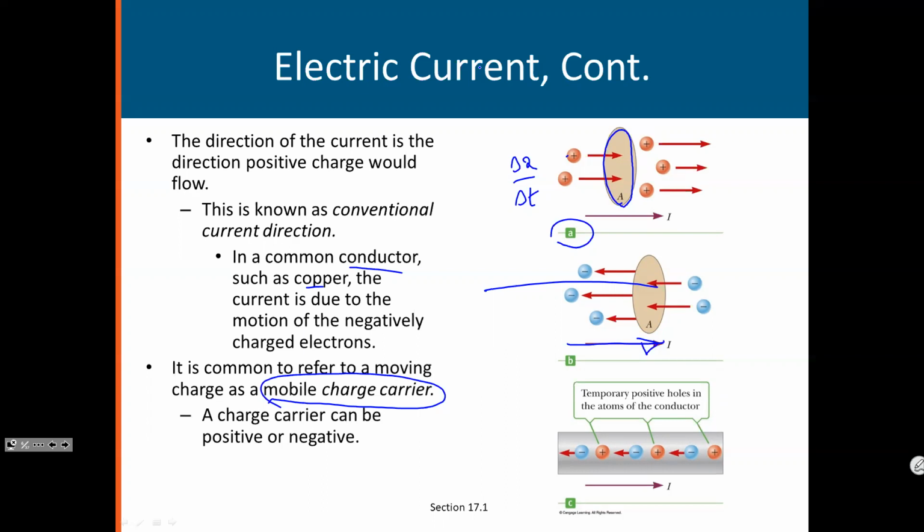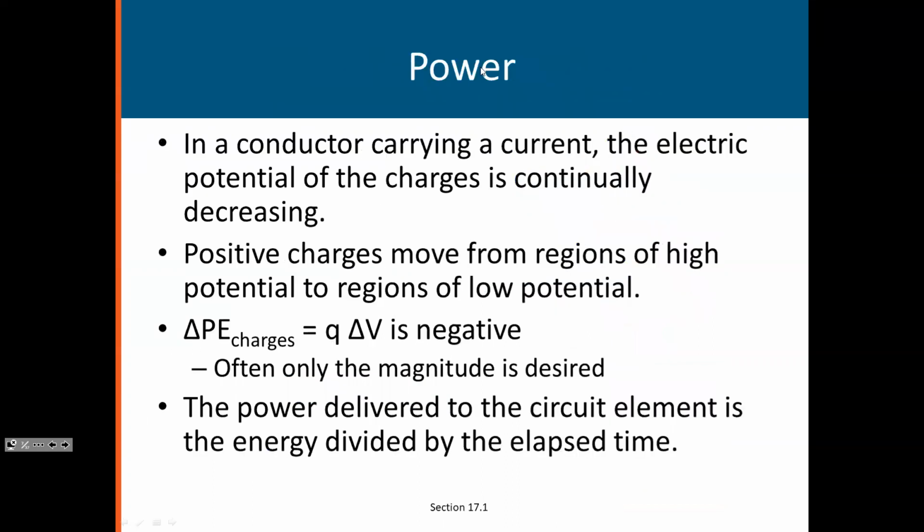So moving charges are called mobile charge carriers. Mobile means moving, right? The charge carrier can be positive or negative. In this example of a metallic conductor, the charge carrier is the electron, which is negative. But you can also have positive charge carriers, like in a solution, say sodium chloride solution, where the sodium ions can be moving around in a certain direction. That's a current due to a positive charge. So it's possible to have a positive mobile charge carrier.